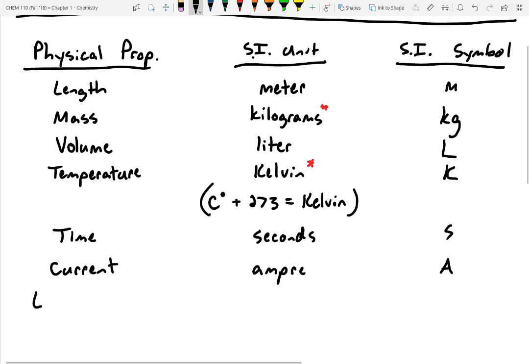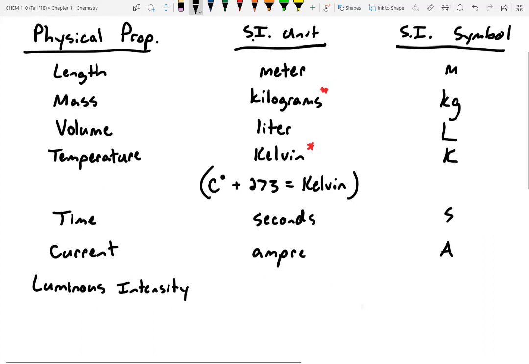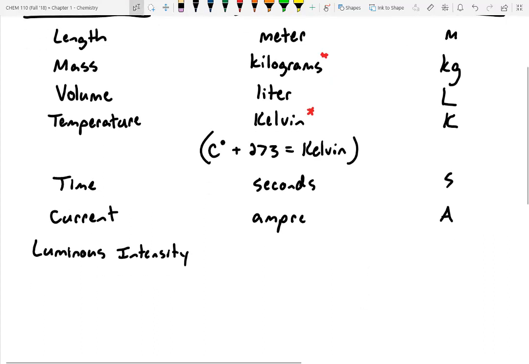All right, and then we've got luminous intensity. That's basically how bright something is. So like a light bulb could be measured that way. And the unit for this is candela. And it's lowercase c, lowercase d for the symbol. So we won't use it very much, but you might see that in other classes.